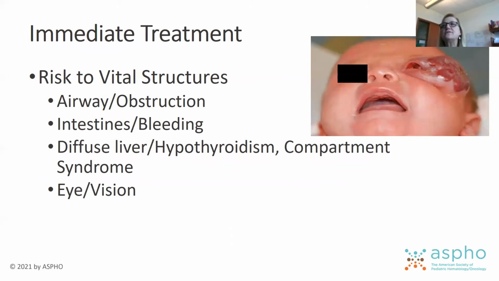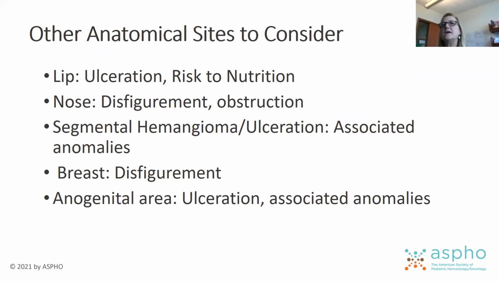So when do you actually treat a hemangioma? And so in the olden days, we used to say only when a hemangioma was involving vital structures, so the airway, the intestines, the liver with hypothyroidism, the eye. But now, because we have better agents than steroids, we actually treat hemangiomas a little more vigorously. We do look and consider things like ulcerations of the lip, disfigurement around the nose.